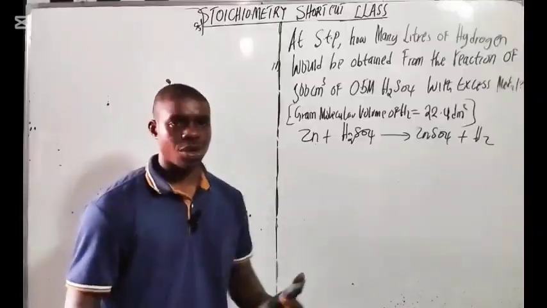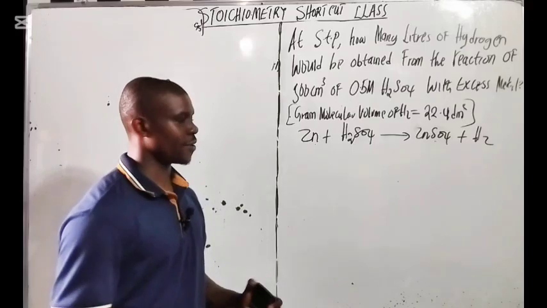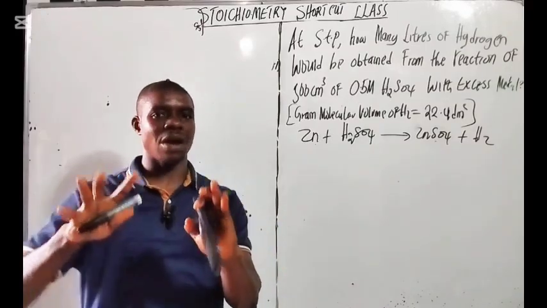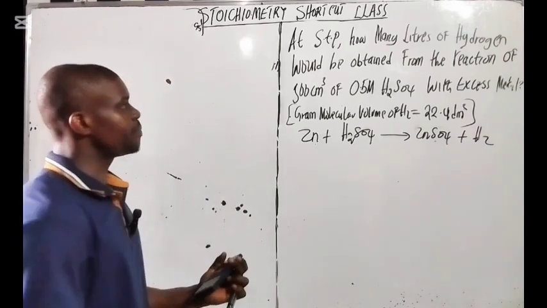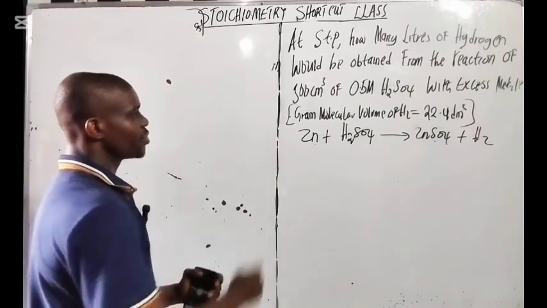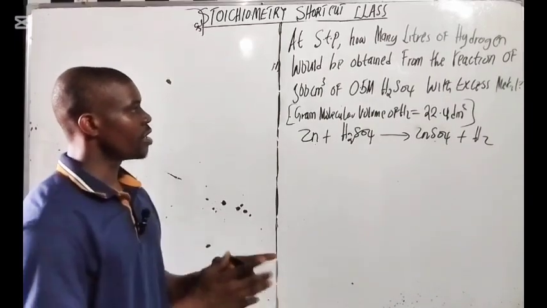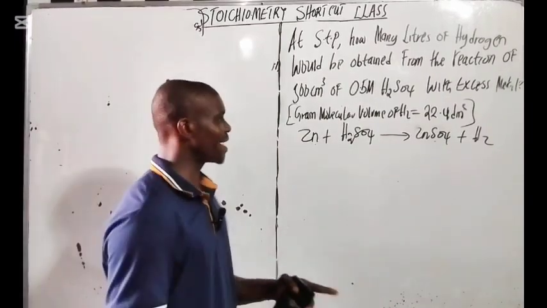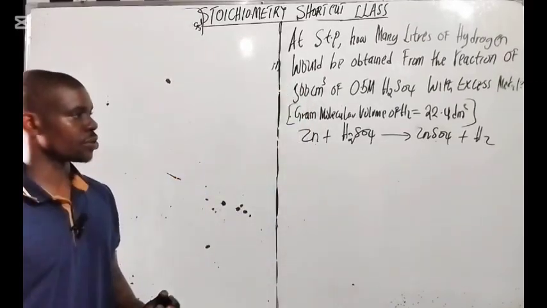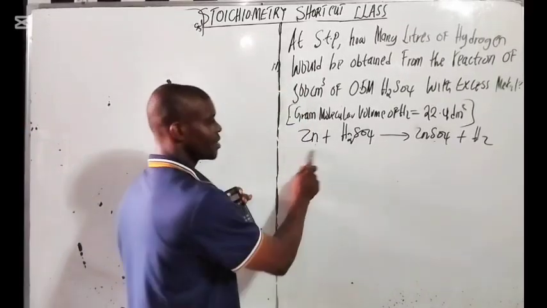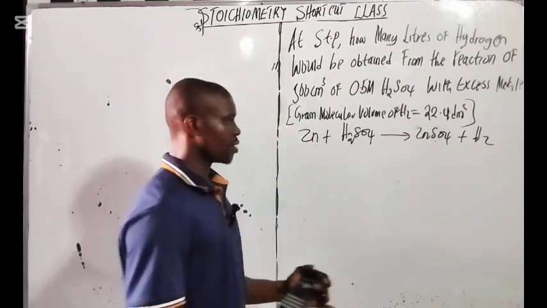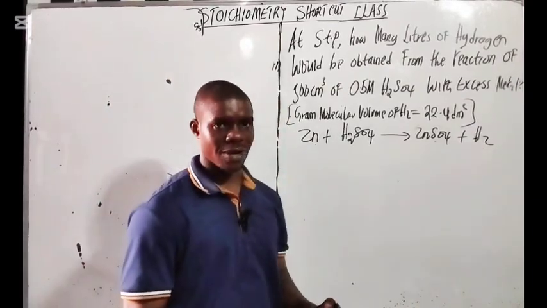Now let's look at this third question. This third question is a little bit complex, but it's still the same. Just pay close attention, I'll be explaining to you. At STP, how many liters of hydrogen will be obtained from the reaction of 500 cm³ of 0.5 molarity H2SO4 with excess metal? This is the equation here: zinc reacts with sulfuric acid to produce zinc sulfate, and hydrogen gas is involved.